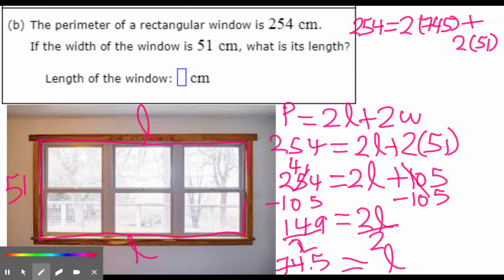Okay, well, I hope you disagreed. Let's talk about where the mistake is, because this is exactly why we check our work. That was 74.5 in case you weren't following along well. All right, so you should disagree because 74.5 adds up to 149.